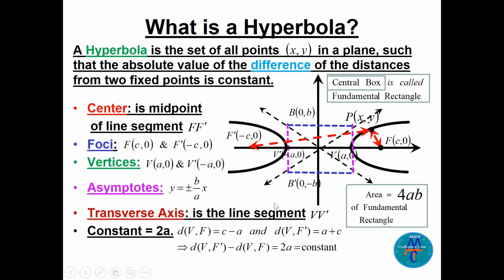Transverse axis is the line segment VV prime. So this one we call the transverse axis. Here we have (0, A)... I mean, from A to 0, and here from minus A to 0. So we can draw here a rectangle. And if we draw here (0, B) and (0, minus B), I will explain in the next slide what they are, we can generate a rectangle. We call it the fundamental rectangle. This side is 2A, this side is 2B, so the area will be 4AB. Some books call it the central box. This has the same meaning as fundamental rectangle.